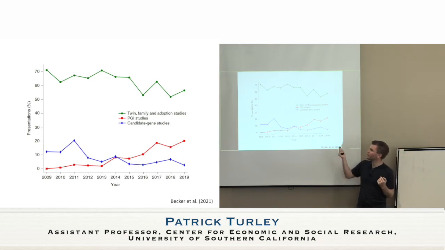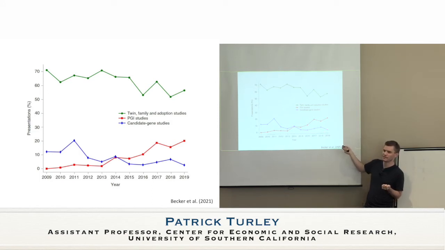This is a figure that was put together by one of our research assistants, Nancy. What she did is she looked up every year of the BGA meeting, and she poured through the abstracts and tried to identify the fraction of papers that were based on twin, family, and adoption studies in green, that were based on candidate gene studies in blue, and which seem to be using polygenic indexes in red. And so you can see in the last 10 years or so, the prevalence of papers that use polygenic indexes has been rising steadily.